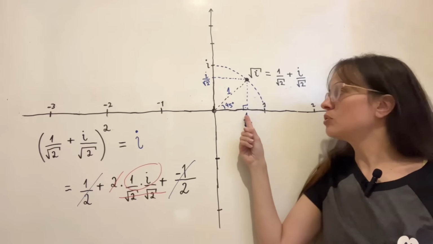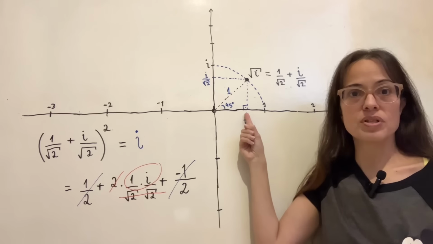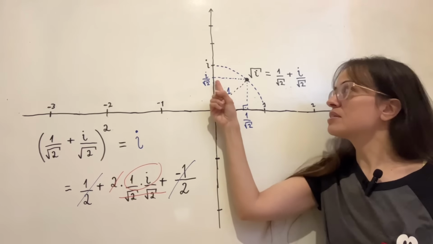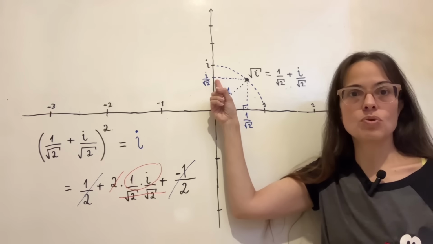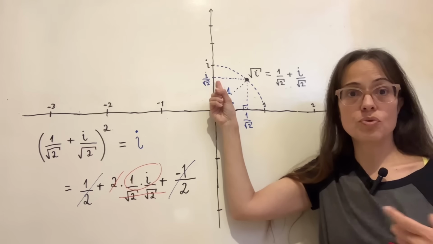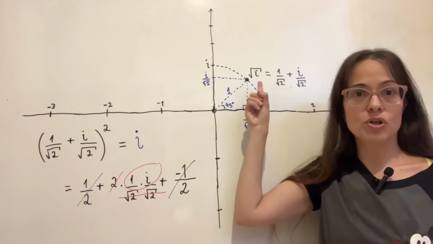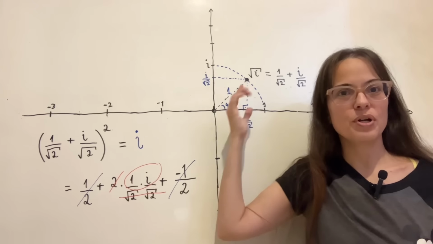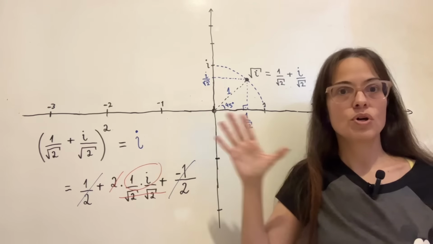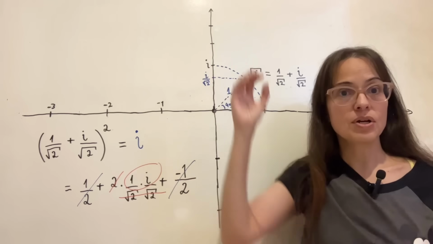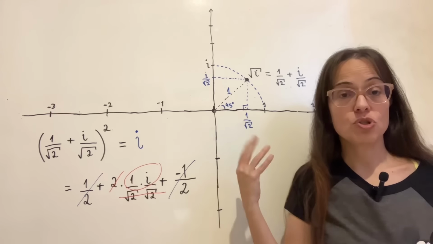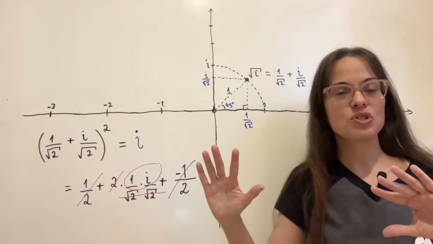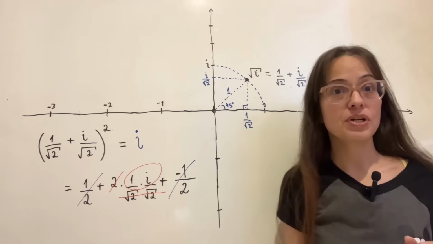You can think that it was the 1 over root 2 that got translated up by i over root 2, or you can think that it started here at the i over root 2, and then it got translated to the right by adding 1 over root 2. Either way, you can get from the origin to any point by doing two translations, one horizontal and one vertical. And that's why for the numbers on the plane with two coordinates, it's always going to be one horizontal number plus one vertical number.